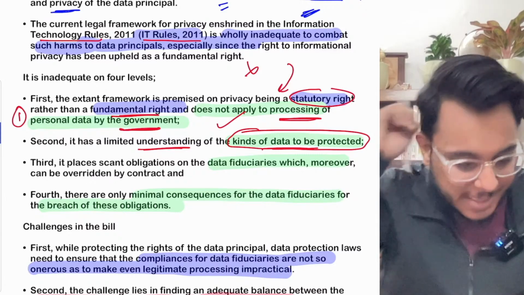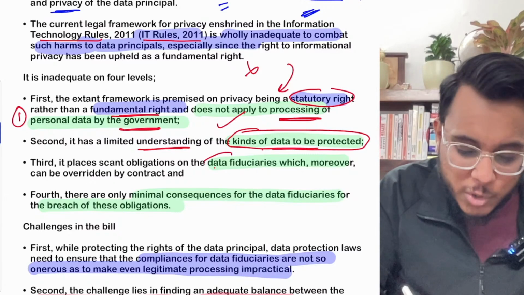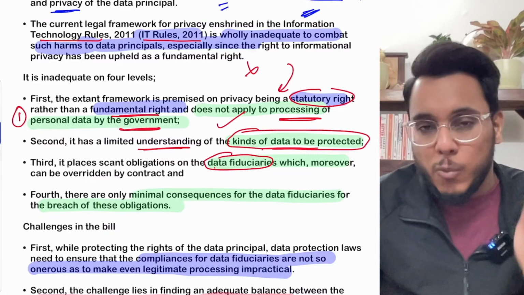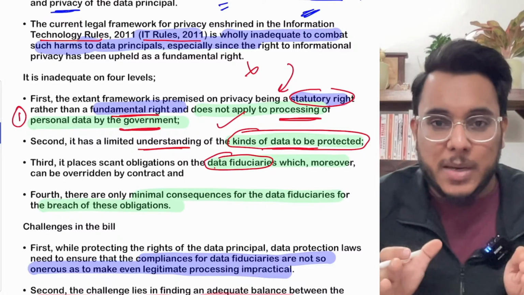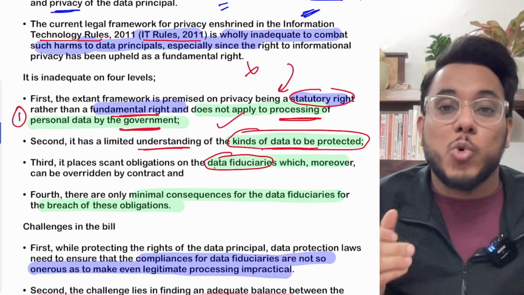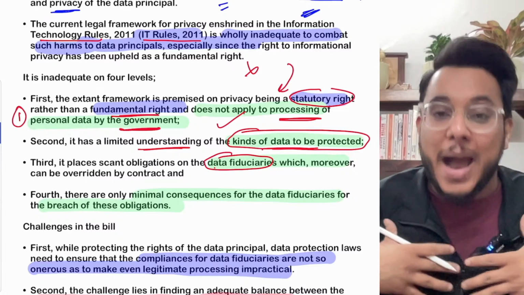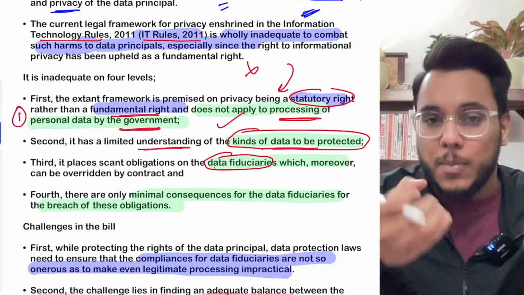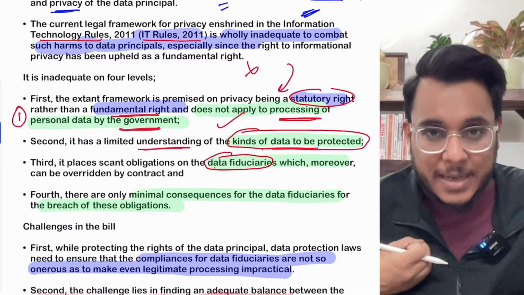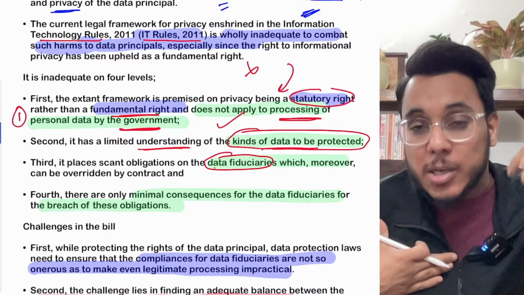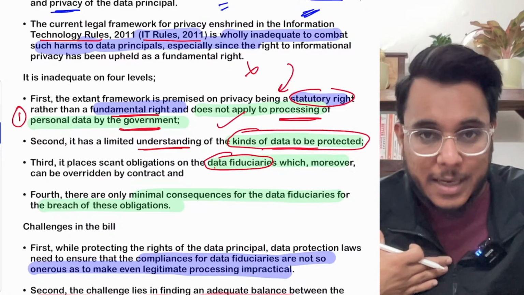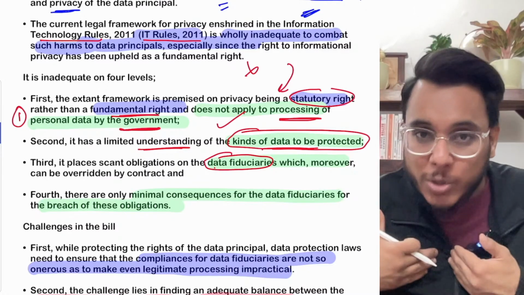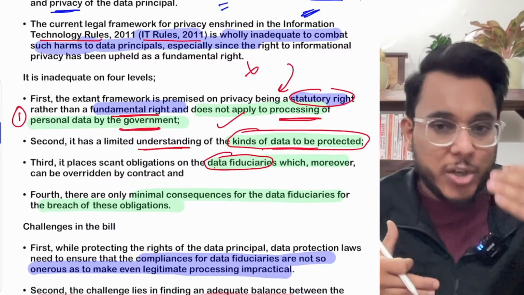Then the third reason is that there are very few obligations on the data fiduciaries. Now what are data fiduciaries? Basically, I want to explain two words: data fiduciaries and data principal. Data principals are the entities to whom the data belongs. For example, I am a data principal, and my date of birth, my blood group, my address, it is my data. A data fiduciary is an organization or entity which will store that data. Suppose I have put my credit card information on Amazon. So I own that data, I am a data principal, and Amazon is the data fiduciary which is storing that data.